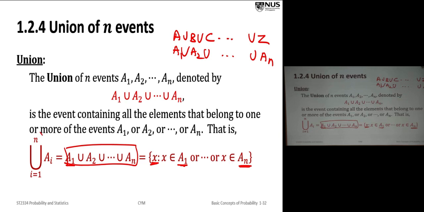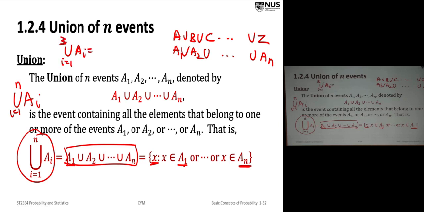So this is the notation that we use: union of Ai. You have to learn how to read this one. It means that we are doing the union of the events A1 up to An. So the general form is Ai, and i goes from 1 to n. So if union Ai, i equals 1 to 3, then it means A1 union A2 union A3. That's what it means.